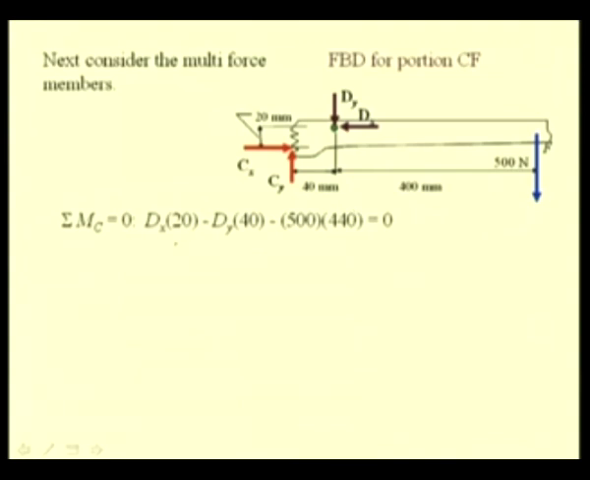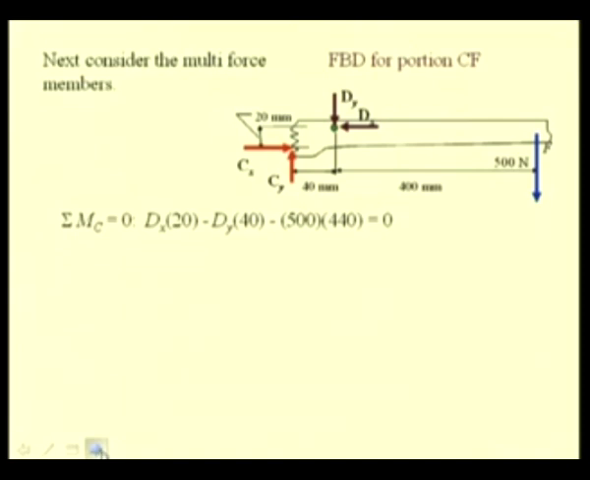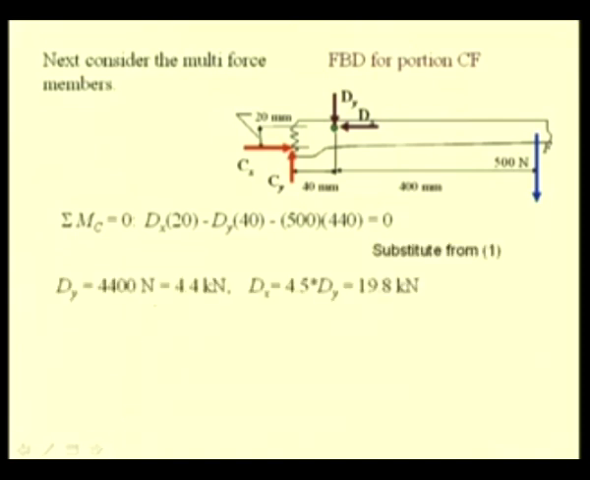So, now we have another relation between Dx and Dy, and from the free body diagram that we have considered earlier, we have one more relation. So, let us substitute the values from that equation to determine the two unknowns Dx and Dy. So, Dy has been found to be 4.4 kilonewton and Dx can then be found to be 19.8 kilonewtons.